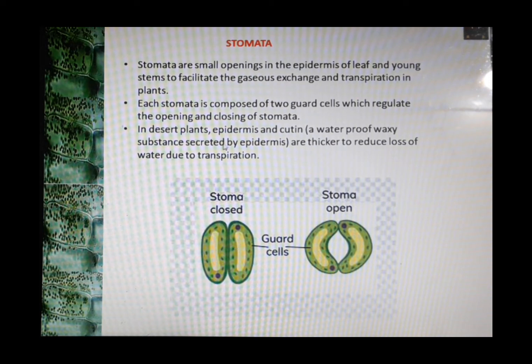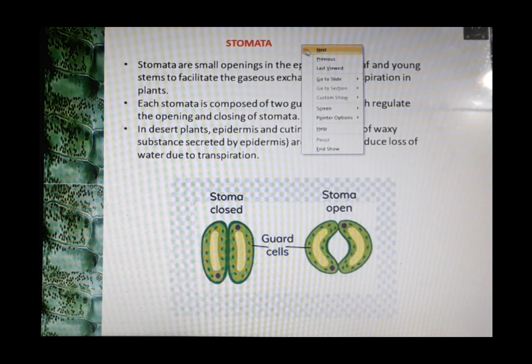Now in desert plants, epidermis and cutin are thicker to reduce loss of water due to transpiration. See, basically these stomata are going to open for gaseous exchange, but it is likely to happen that the water in the form of vapors will leave the plant due to the process of transpiration. Because the stomata are open, the sun's heat would directly reach in, causing vaporization of water. So stomata are basically going to control transpiration and gaseous exchange. Yes, so this is all about stomata.